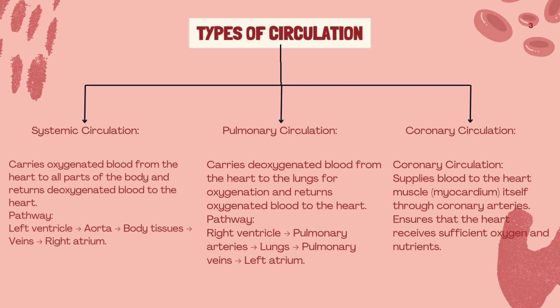Pulmonary circulation carries deoxygenated blood from the heart to the lungs for oxygenation and returns oxygenated blood to the heart. Pathway: right ventricle, pulmonary arteries, lungs, pulmonary veins, left atrium.